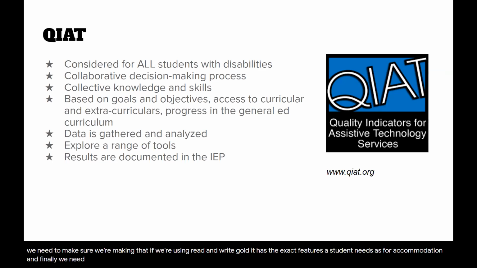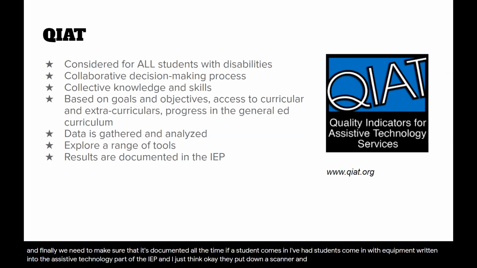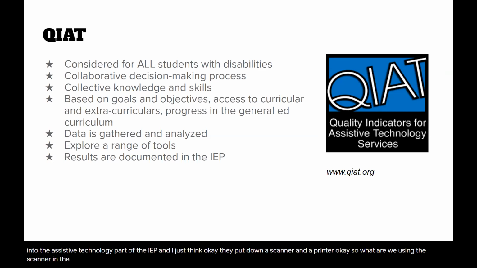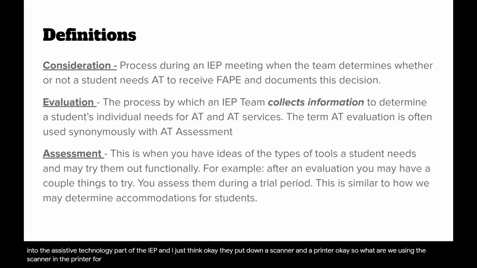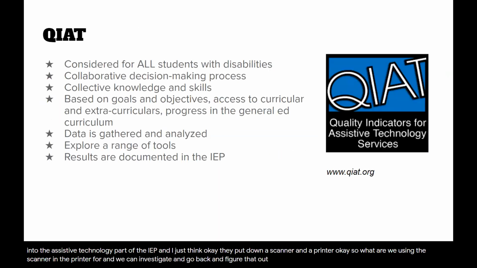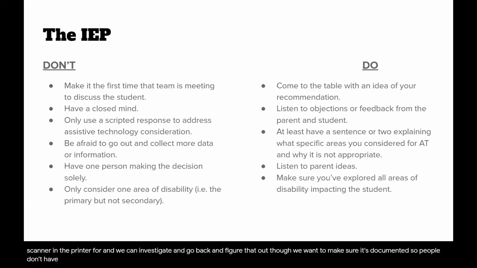And finally, we need to make sure that it's documented. I've had students come in with equipment written into the assistive technology part of the IEP, and I just think, okay, they put down a scanner and a printer. So what are we using the scanner and the printer for? We can investigate and go back and figure that out, though we want to make sure it's documented so people don't have to dig.